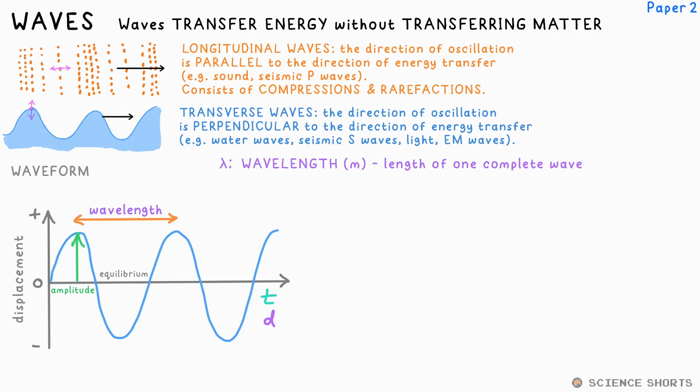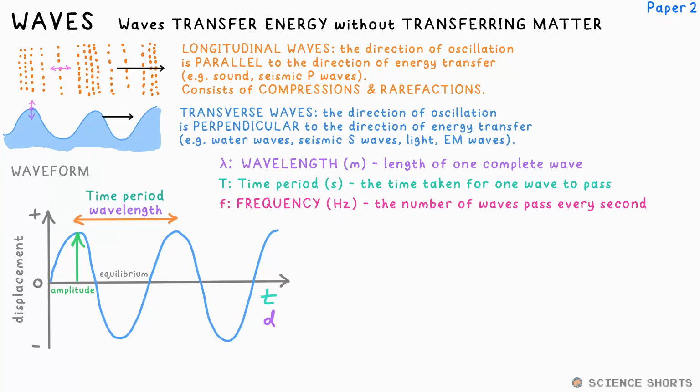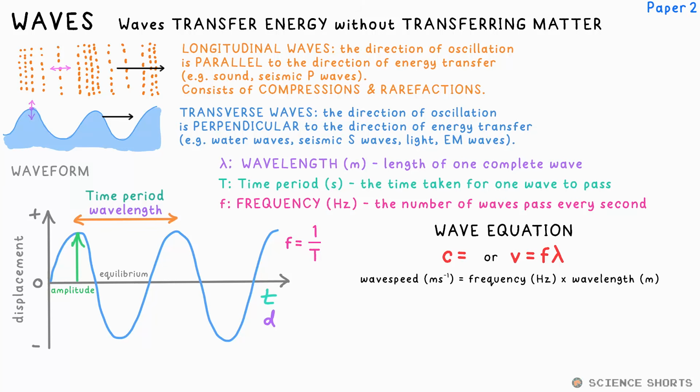If it's time on the x-axis instead, one complete wave now gives you the time period. This is the time it takes for one complete wave to pass. Frequency, on the other hand, is how many waves pass a point every second, and the unit is hertz. Frequency is equal to 1 divided by time period, f equals 1 over T. The wave equation is this: v equals f lambda, or you might see c equals f lambda. That's wave speed equals frequency times wavelength.